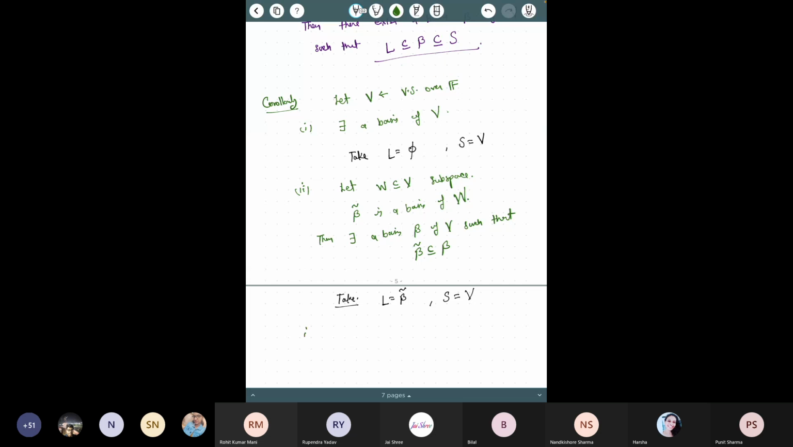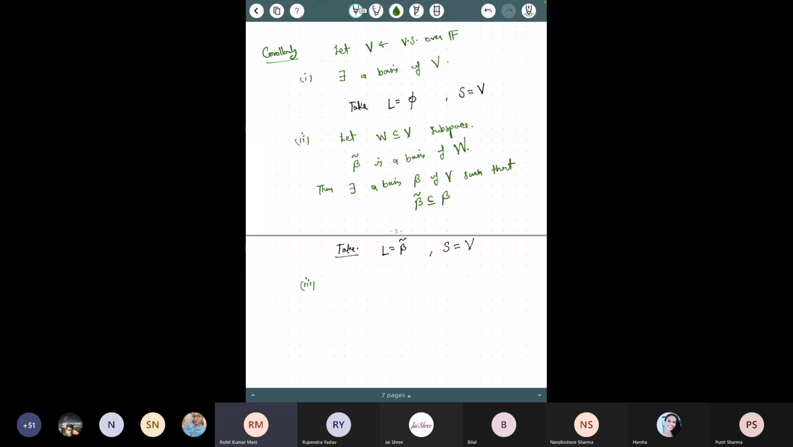state some more corollaries. All these things you have seen, but maybe you have seen a different proof, or maybe you have done it for a finite set of vectors. But whatever we are doing, we are not assuming that. What is wrong there?